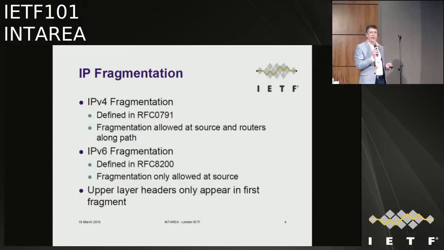The next thing that fragmentation has in common between IPv4 and IPv6 is that when you fragment a packet, you divide it into pieces. The upper layer header always appears in the first fragment. It never appears in subsequent fragments. This observation about where the upper layer header is brings half of the fragility into the argument.